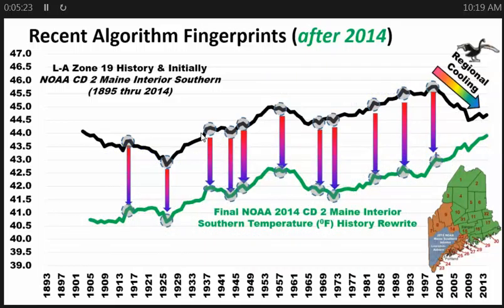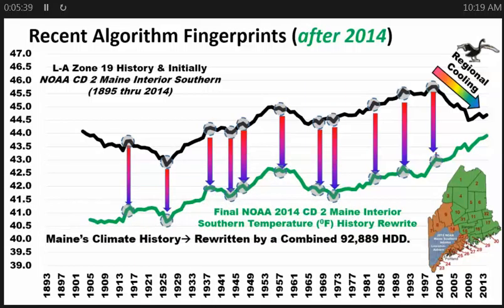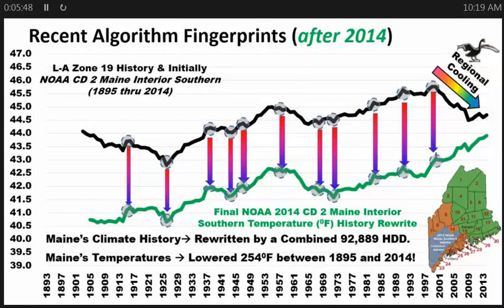And so if we go from the original data to the final algorithm, at least the algorithm that exists as of early 2014, we see that Maine's climate history has been rewritten by a combined total of 92,889 heating degree days. Maine's temperatures have been rewritten and lowered 254 degrees between 1895 and 2014. That's with some tweaks upwards, but the bulk of it downward, and it nets out at the 254 degrees.